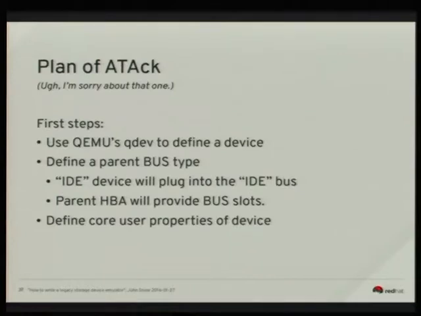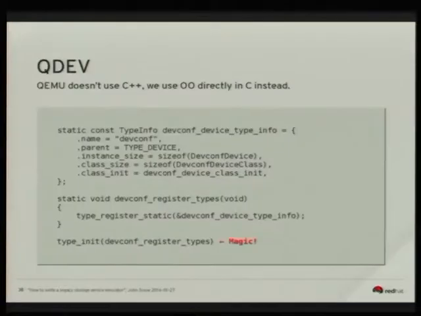So we're going to use QEMU's QDev to define a device. It's our own implementation of our object-oriented device tree. We're going to describe what the parent bus is like so that QEMU knows what type of things to plug this device into. And we're going to define a couple of user configurable properties for the device.